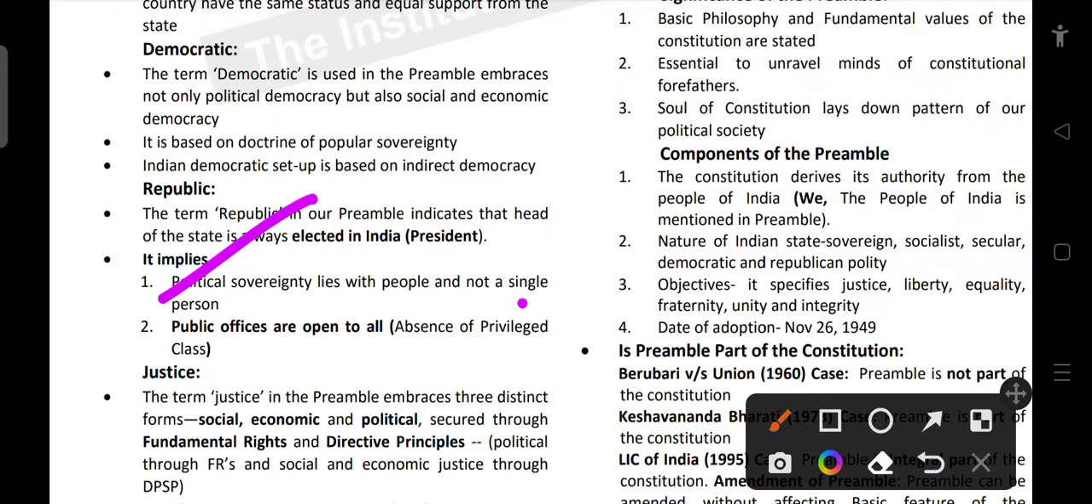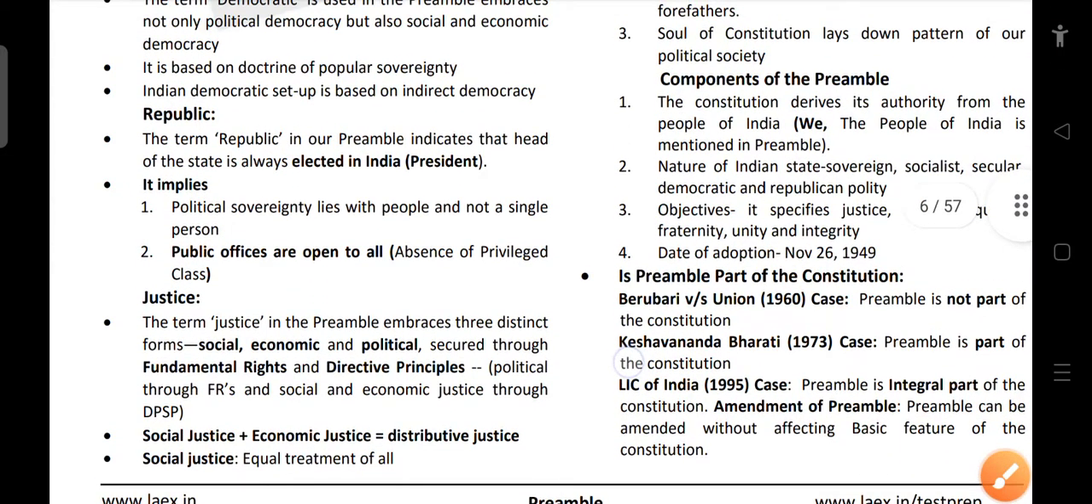So it talks about political sovereignty, and it is with the people. Not a single person has it, but it is with all the people. Public offices are open to all. Absence of privileged class. Anyone can go and visit the public office.